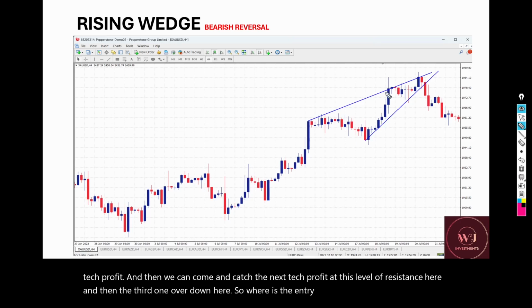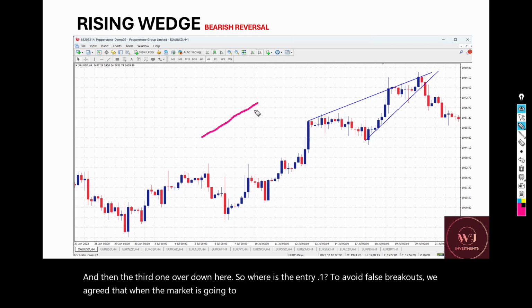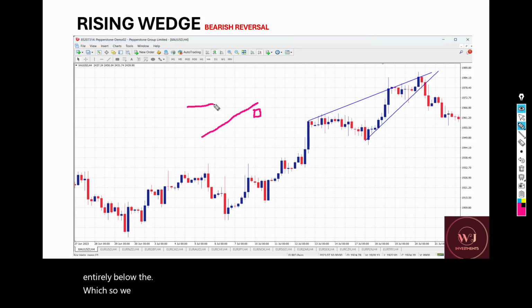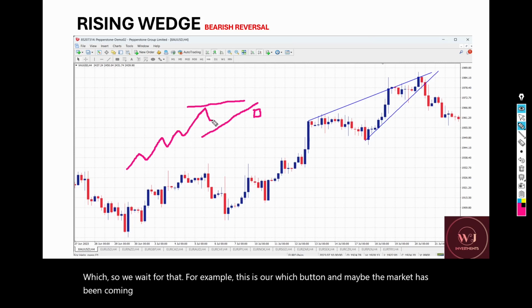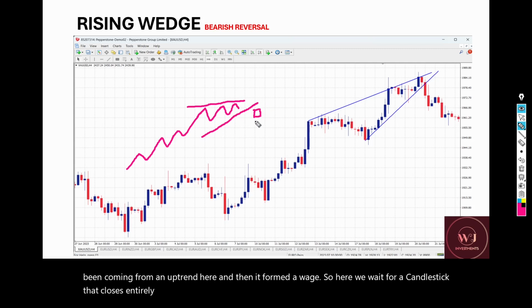One, to avoid false breakouts, we agreed that when the market is going to break this trend line, we wait for a candle that closes entirely below the wedge. So for example, this is our wedge pattern, and maybe the market has been coming from an uptrend here, and then it formed a wedge. So here we wait for a candlestick that closes entirely below this lower trend line, and that is when we put our sell stop order.